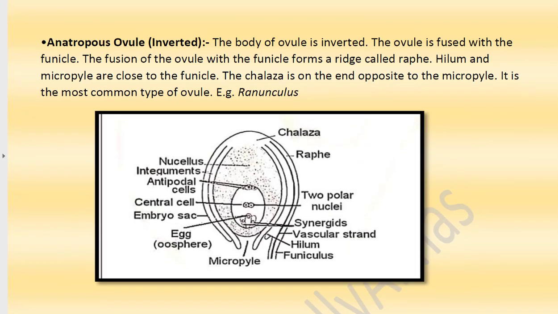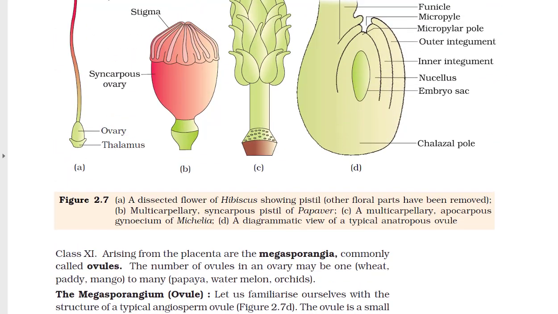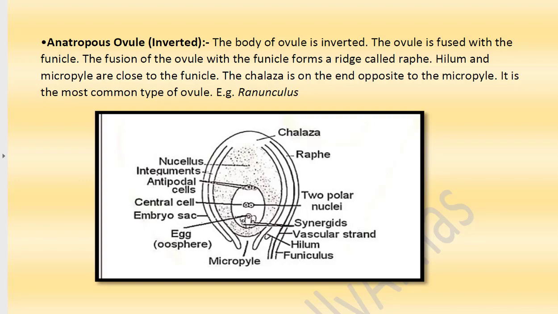Now this term anatropous ovule is not in your NCERT book, but you can observe here that in these diagrams the term anatropous ovule is used. You can look over here: a diagrammatic view of a typical anatropous ovule. To make you understand this more clearly, I have to explain this term. So let's talk about what an anatropous ovule is. The body of the ovule is inverted. The ovule is fused with the funicle.